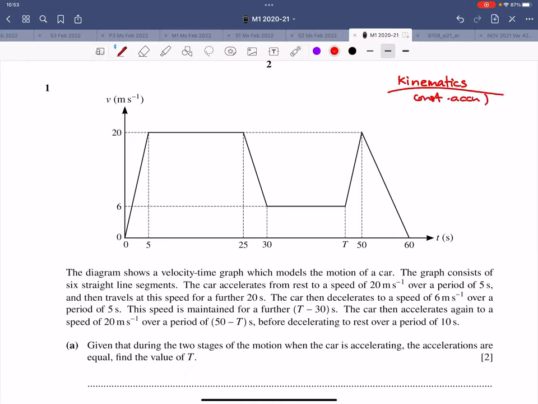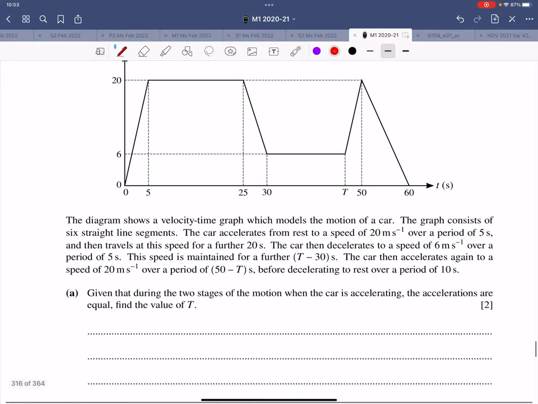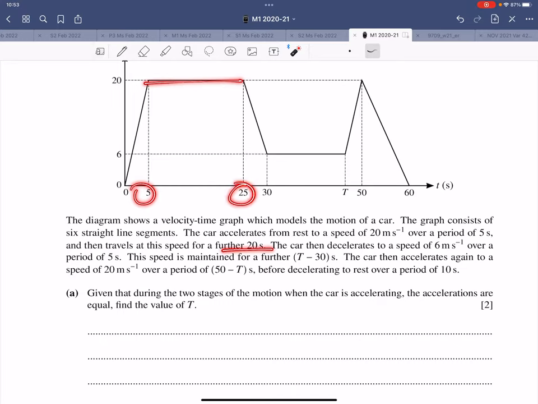A speed time graph is given, a velocity time graph. The diagram shows a VT graph, which models the motion of a car. The graph consists of 6 straight line segments. The car accelerates from rest to a speed of 20 over a period of 5 seconds, then travels at the same speed for a further 20 seconds. So 5 till 25 is a further 20, then decelerates to 6 meters per second over a period of 5 seconds.